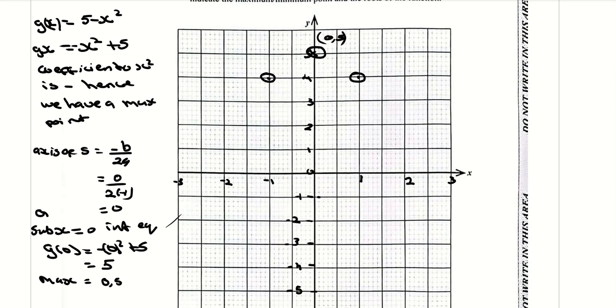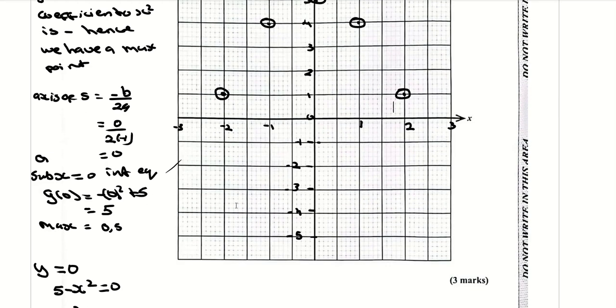When x is negative 2, it's 1, so that's this coordinate right here. And that's this coordinate. It will be positive 2. When it's 2, it'll also be 1. Right? Do I have space for 3? When it is negative 3, it's negative 4. So it would be here.